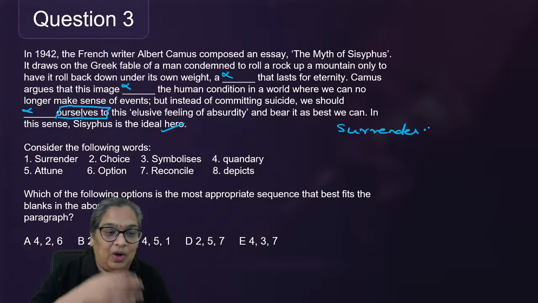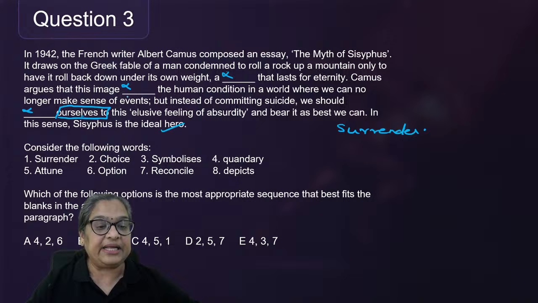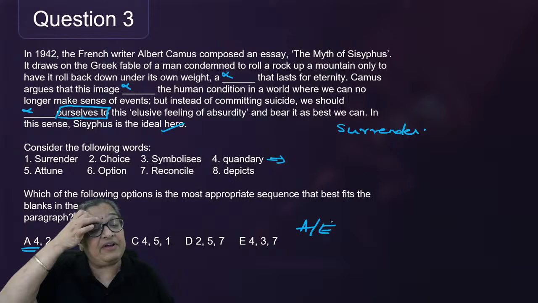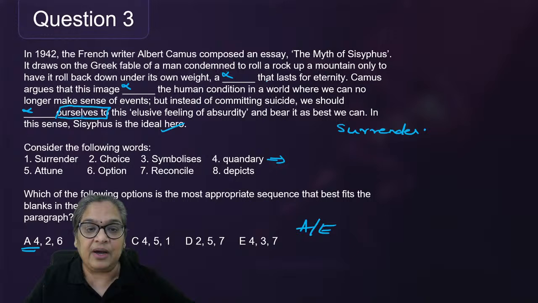So it cannot be a surrender that lasts for eternity. It cannot be a choice. You didn't make a choice to have the rock roll back. It cannot be a symbolizes that lasts for eternity, but it can be a quandary. A quandary is a problem. Okay? Therefore, 4 will be our first option. Options A and E have 4. Now, from A and E, let's decide what is the best word for the second blank. So, here it is 4, quandary that lasts for eternity, a problem that lasts for eternity.